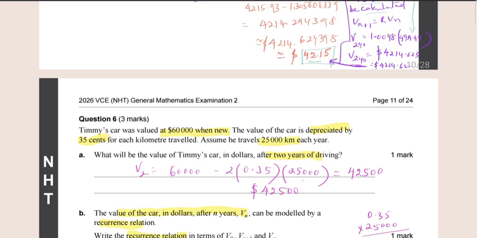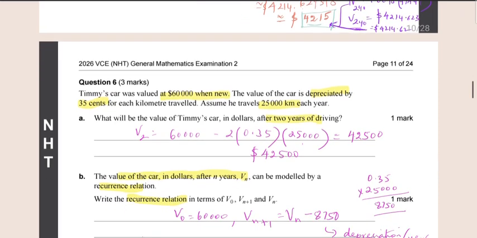Timmy's car was valued at 60,000 when new. The value depreciates by 35 cents. So obviously this is a unit cost depreciation for each kilometer traveled. Assume he travels 25,000 per year. What is his value after 2 years? So this is a yearly depreciation.